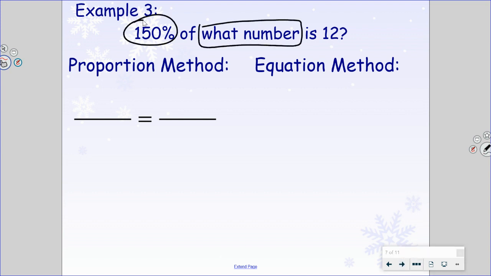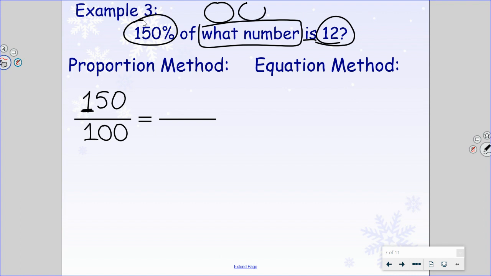150% of what number is 12? All right, as soon as I hear that 150%, oh, this is interesting. We have an improper fraction. We have something that's more than a whole. A little bit harder to draw this, folks. Let me bring this over here. So if this is 100% and we have 150%, wouldn't that number have to be smaller?